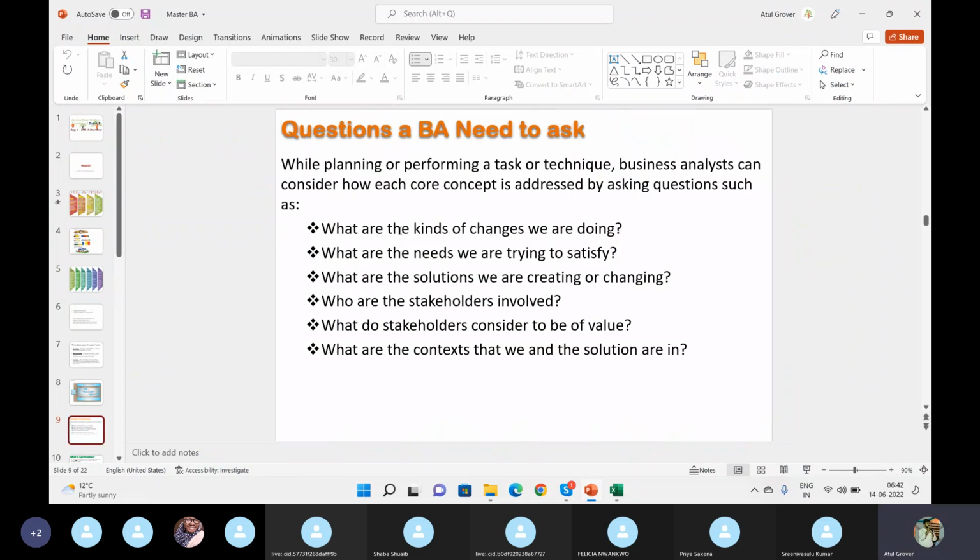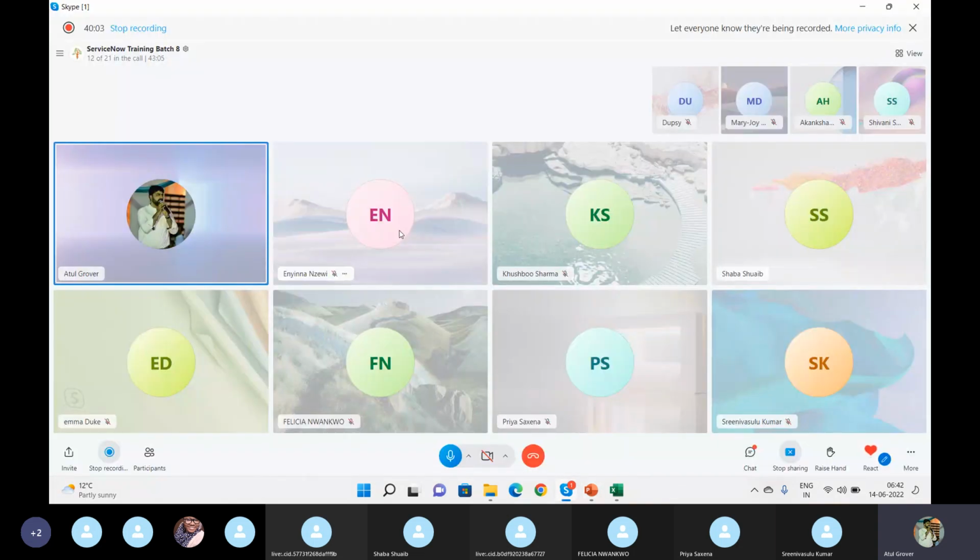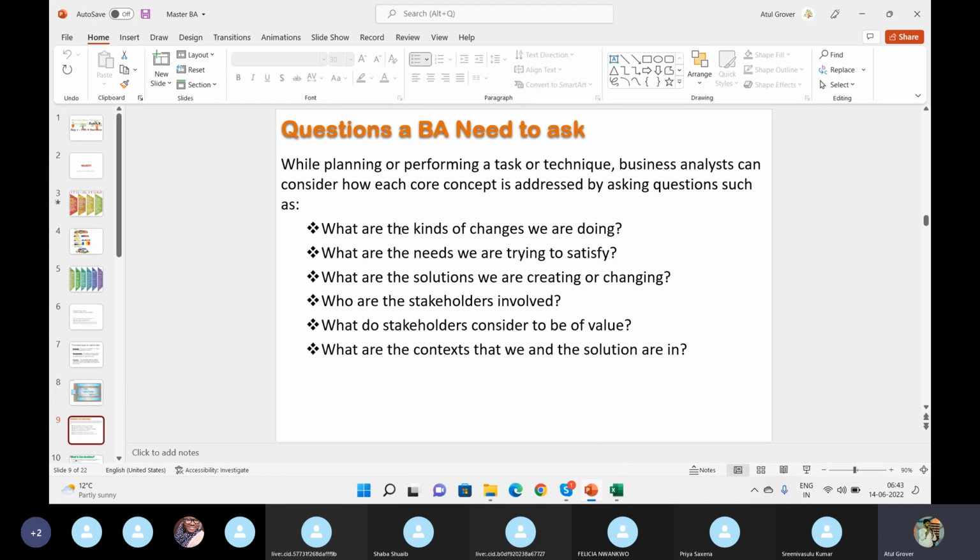What are the kinds of changes we are making? Like let's say, for example, when you people start, maybe one by one people will start reaching out to me, Atul, when is your next batch, what is the course agenda, what is the fee, how will the duration work out. Then I also put in cross questions. I ask why you want to attend this training, what you want to learn, tell me what need you want to be satisfied, what solution we are creating or changing.